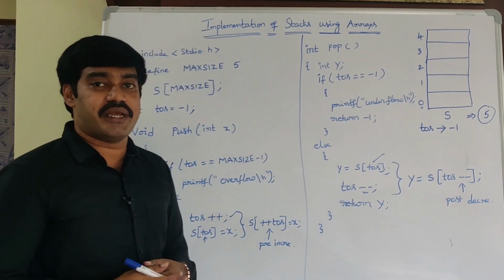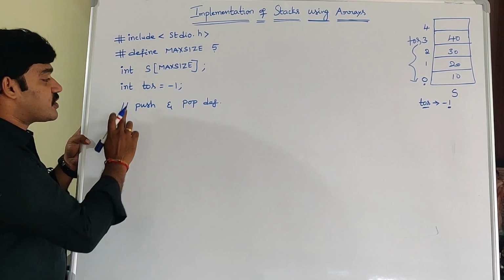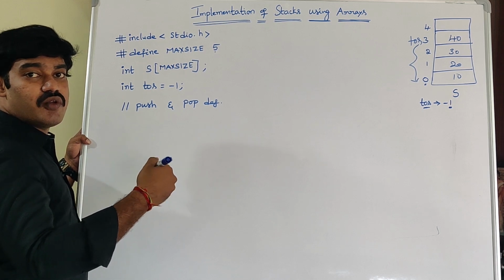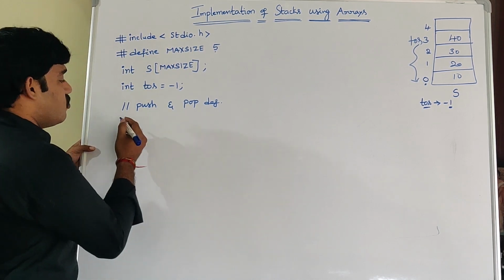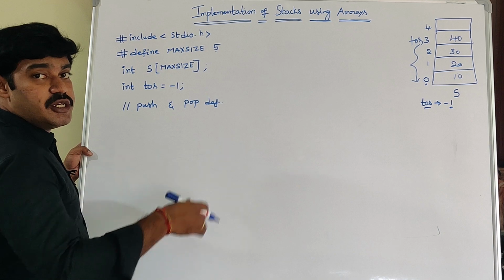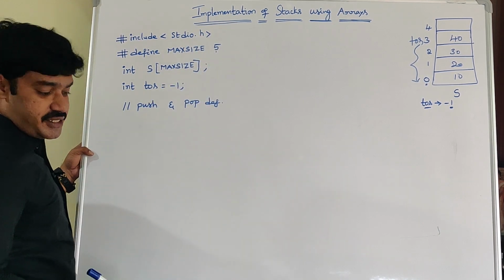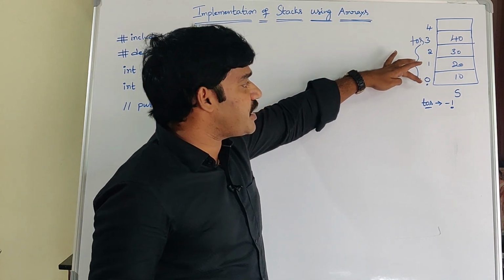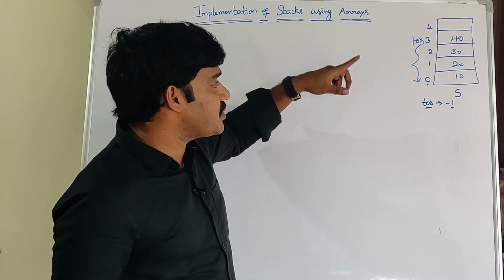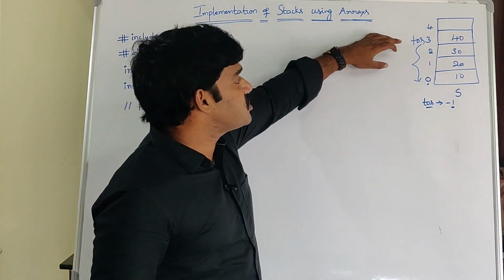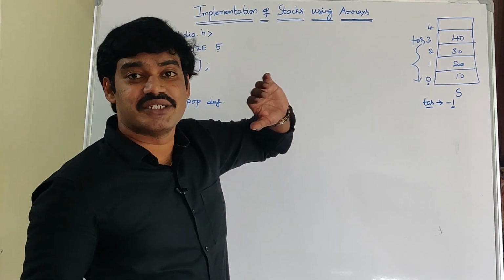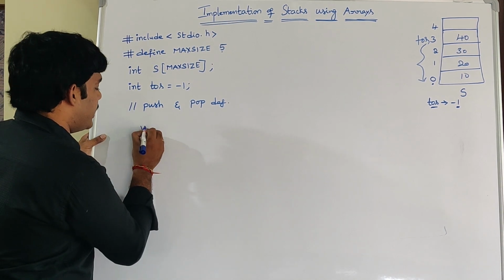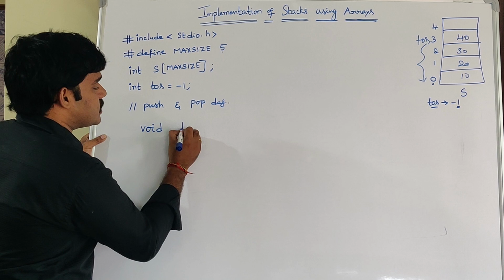Next we will see the implementation of display. So after the push function and pop function definitions, that means implementations, next we will implement the display function. What is the use of the display function? To display the elements of a stack data structure. Here what are my stack elements? 40, 30, 20 and 10 are my stack elements, not 10, 20, 30, 40. That means the elements from TOS to 0 are my stack elements. What is the return type of the display function? Void. The function name is display.